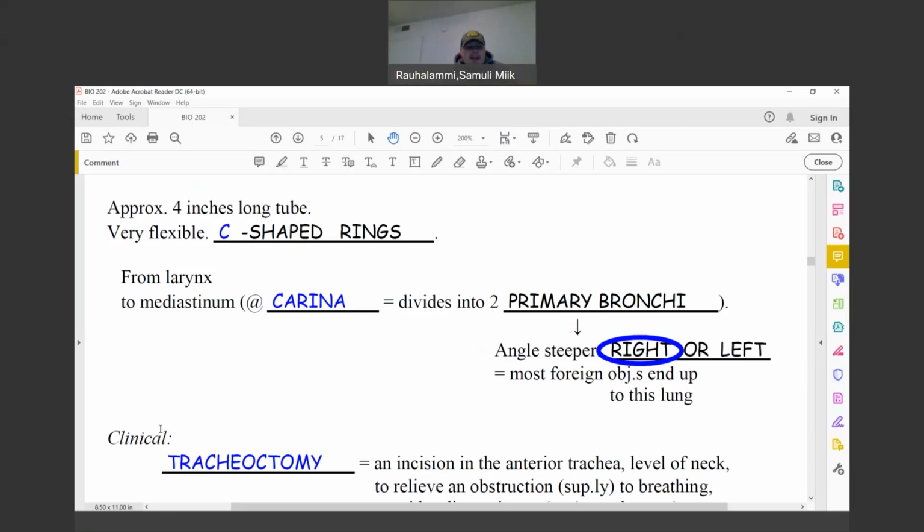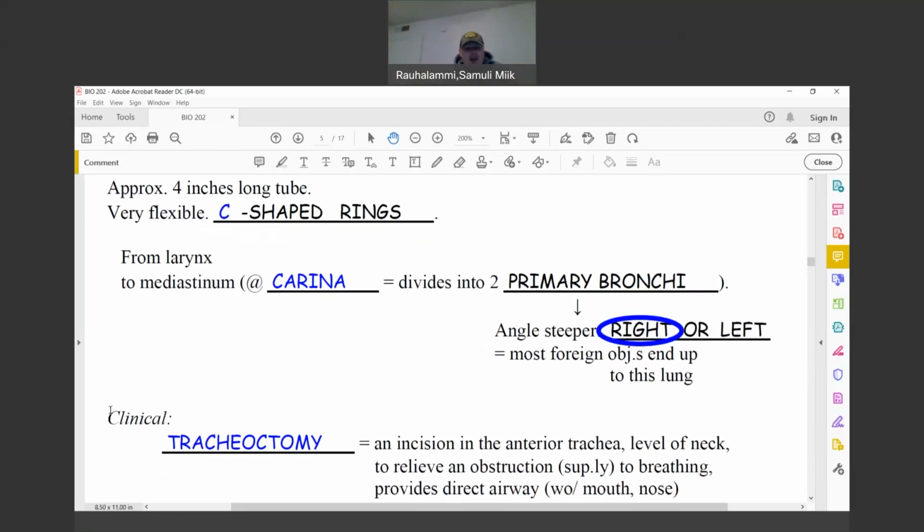The clinical example that I've given here is, of course, the tracheotomy, where we make an incision on the anterior trachea if there's a blockage somewhere higher up, to ensure that the airway is still open. So again, getting that air to the lungs remains important.